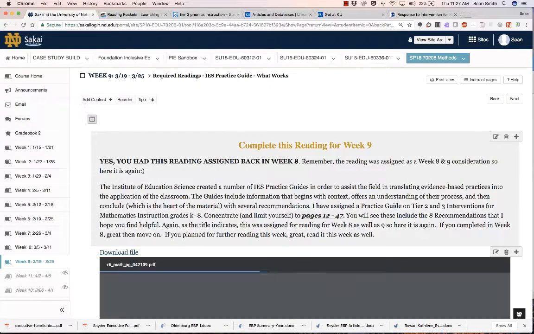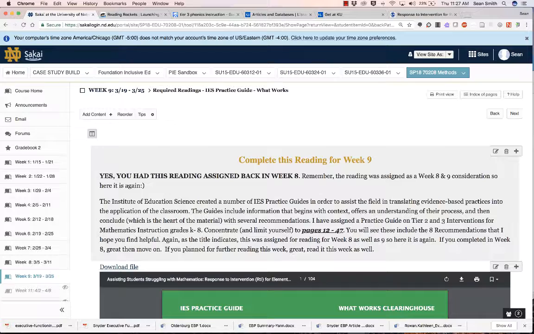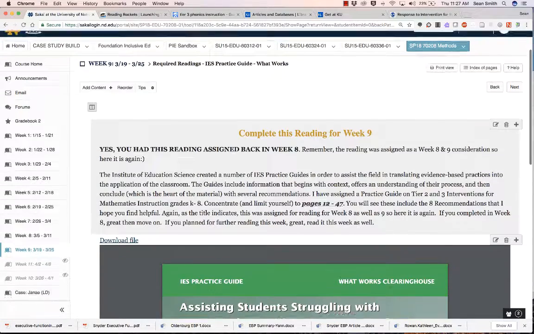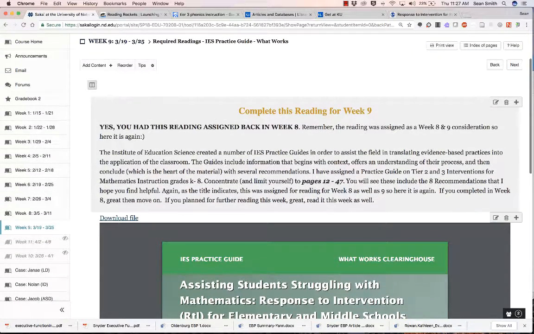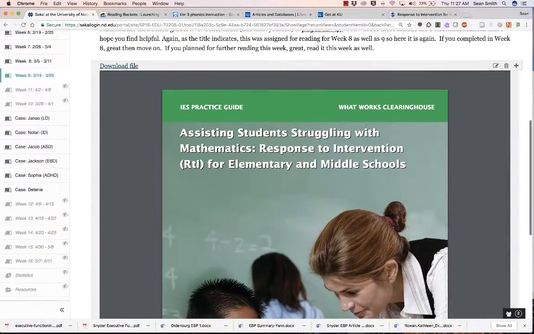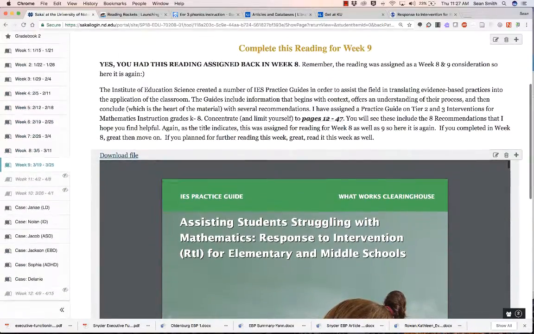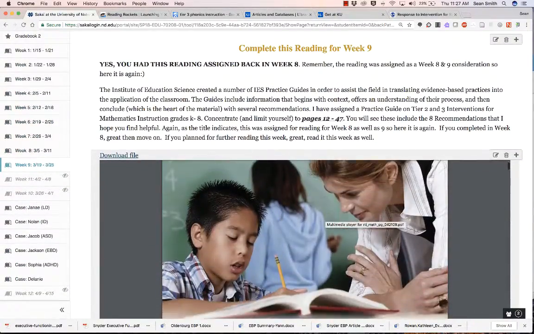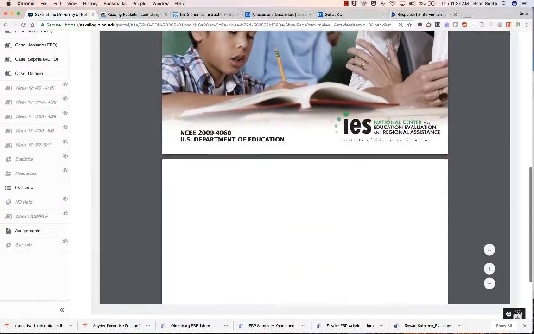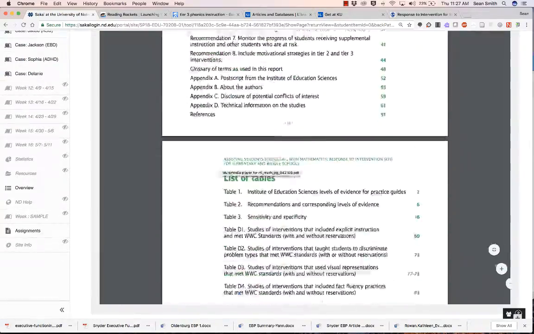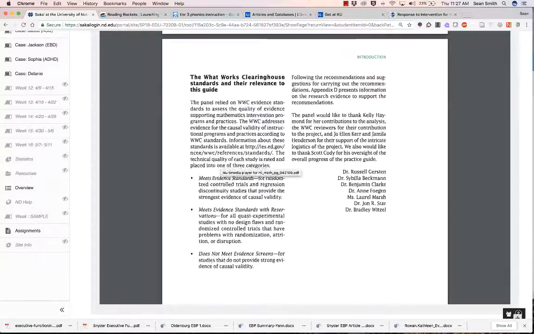The third page is a reading that we had back in week 8, and here it is again. It's pages 12 through 47. Now, this is a very long document, but again, 12 through 47, which are basically the recommendations. If you go down here, they're the recommendations of how to use evidence-based practices when it comes to math.